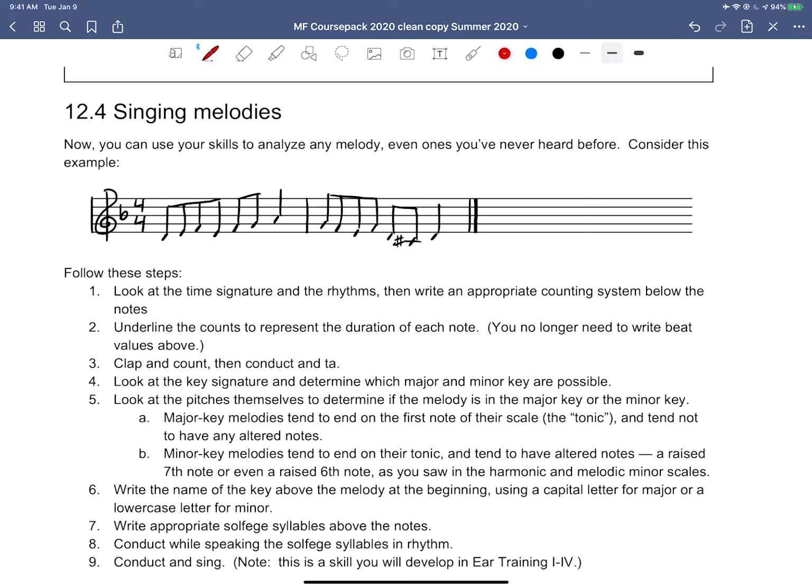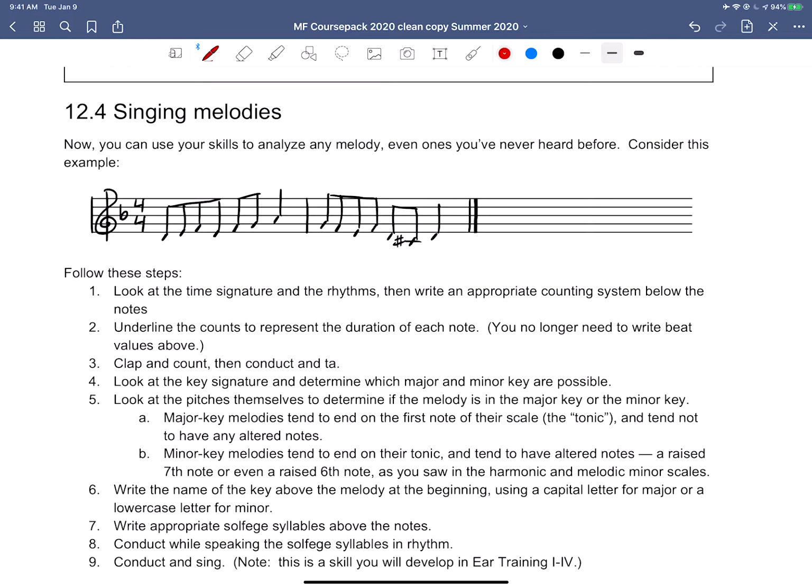This idea of looking at a piece of music that you've never heard before and figuring out how it's supposed to sound, both in terms of the timing and in terms of the pitches themselves. So I'm going to walk you through this method, and I encourage you to apply this method to any music that you're working on, and certainly any of the pieces in the back of the book.